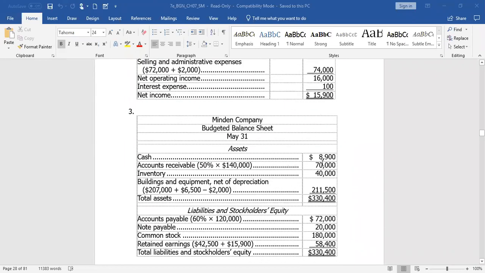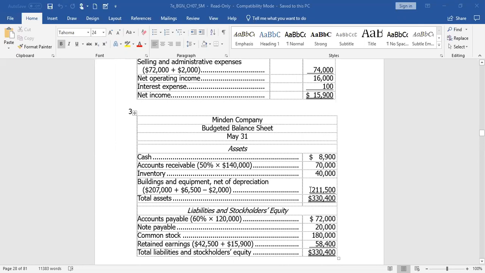How much is our accounts receivable going to be? Well, we figured out that sales on account are $140,000. 50% of those were collected during May, so the other 50% are still sitting in accounts receivable, or are still our balance in accounts receivable at the end of May. It's given to us that the budget of ending inventory at the end of May is $40,000.